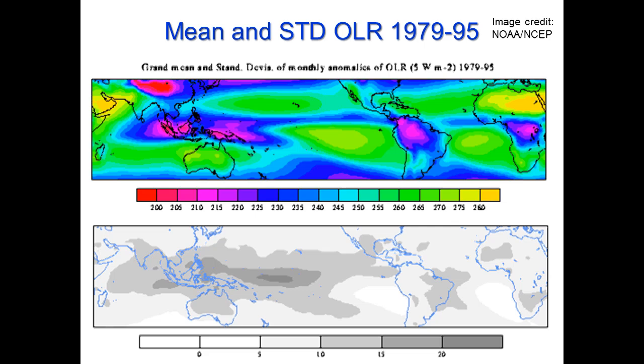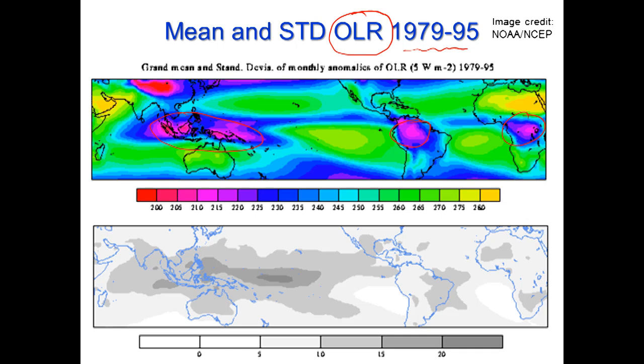Finally, let's have a look at some measure of the temporal variability of terrestrial radiation. This is the mean and standard deviation of the outgoing long-wave radiation as measured by satellite during the period 1979 to 1995. This top chart shows the average outgoing long-wave radiation, once again showing maximum over the dry regions of the subtropics, where there aren't many clouds and not much water vapor to absorb the outgoing radiation, with local minima around the equator, particularly over the maritime continent, Indonesia, and over South America and Africa.